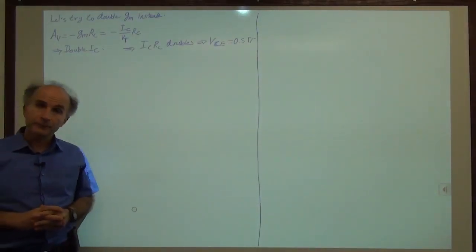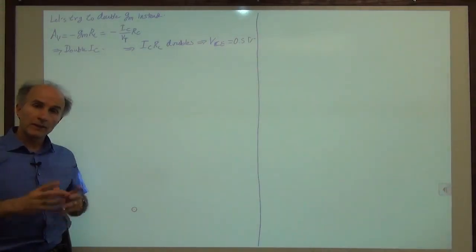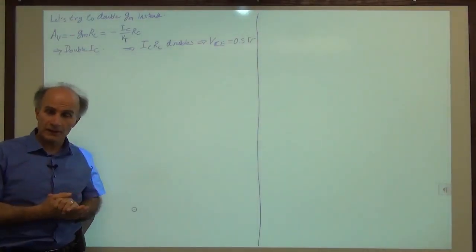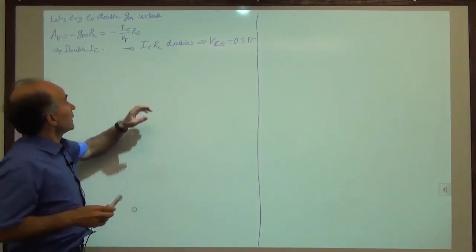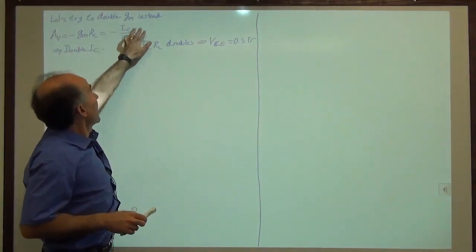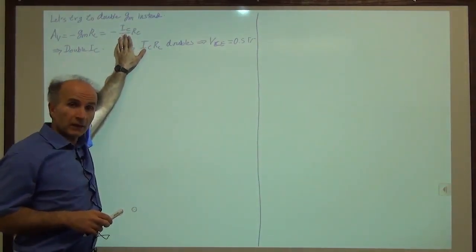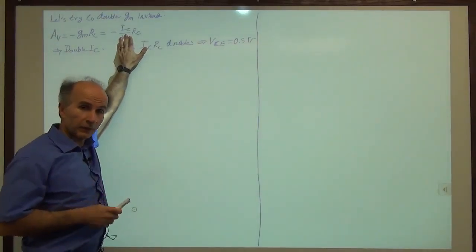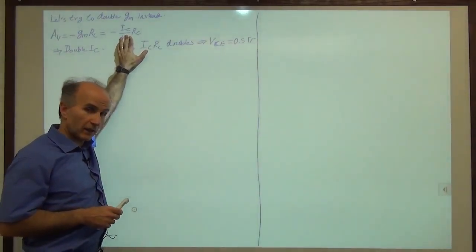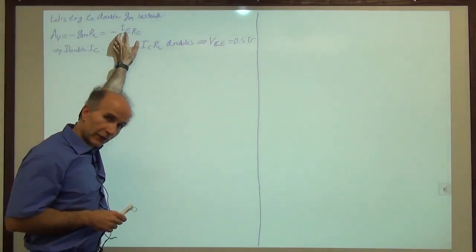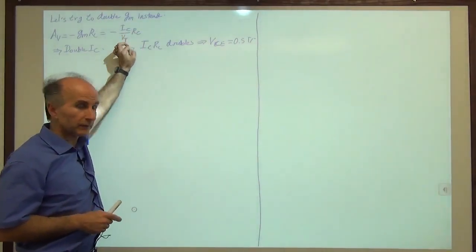All right, so this is an important limitation. It tells us that so long as we have some bound on this ICRC, we are stuck with a certain amount of gain. We can't exceed that gain. And it doesn't matter whether we want to increase the collector current or the collector resistor.